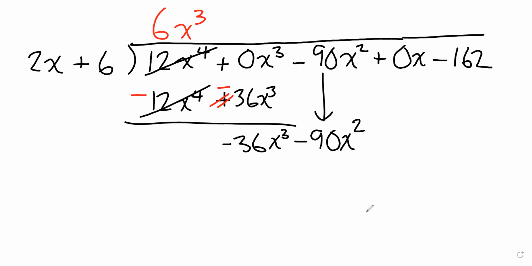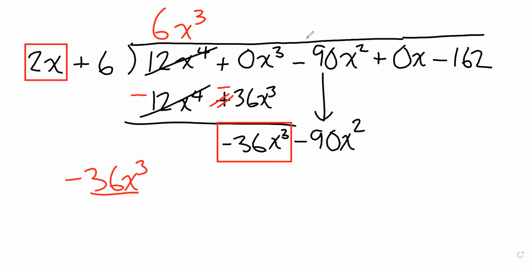We're going to divide the leading term of the dividend, negative 36x cubed, by the leading term of the divisor, 2x. And again, we got a couple of options on how to look at this. We can either literally put negative 36x cubed on top of 2x and do the division. Negative 36 divided by 2 is negative 18. And on the x's, you subtract the powers. 3 minus 1 is 2 and get negative 18x squared.